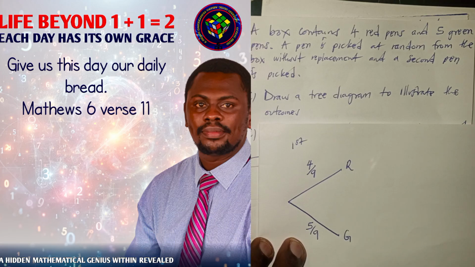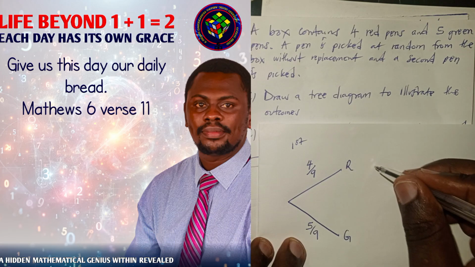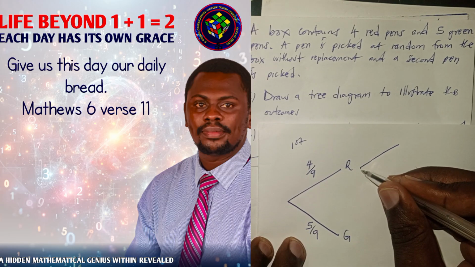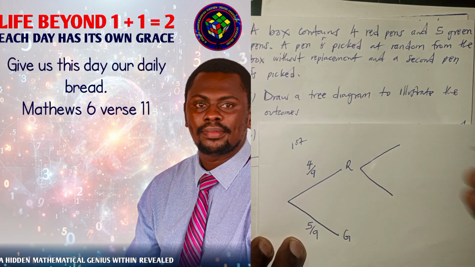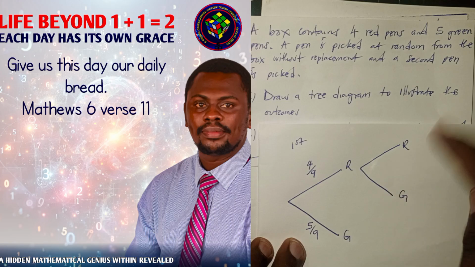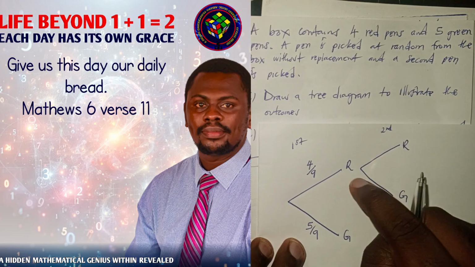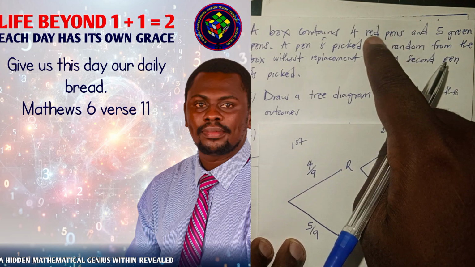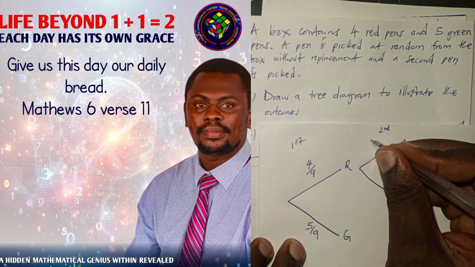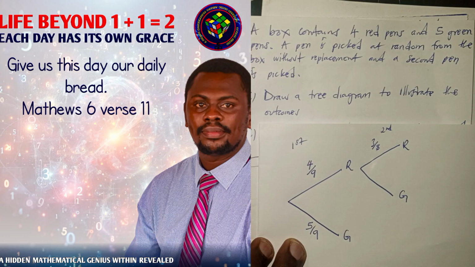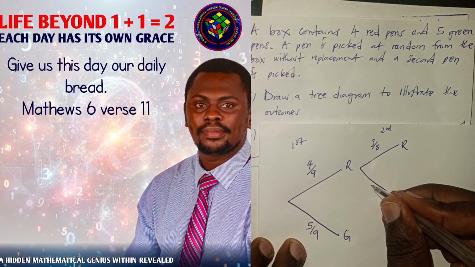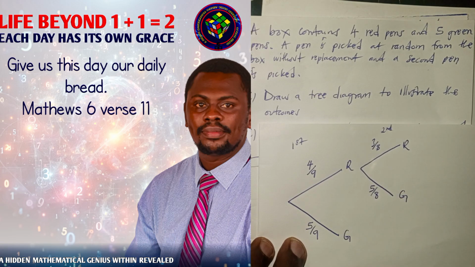In the second pick, the first branch here says we picked red at first, so the probabilities in the second pick will be as follows. Again we have red and green. Here we assume that we picked red, so red now becomes 3, and the total will be 8. So we have 3 over 8. Green stays as 5, with the total 8, so we have 5 over 8.